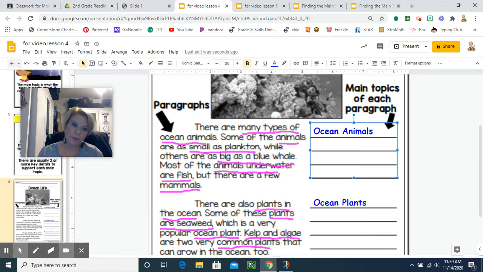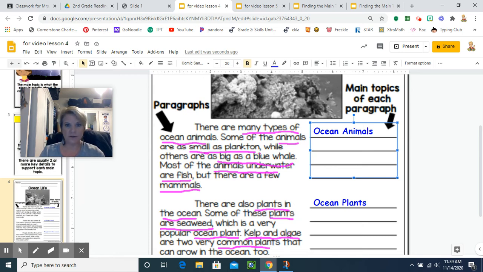Now, do we as people actually live in the ocean? Is it our home? No, we're not mermaids, so we don't live in the ocean. But when we get in the ocean, we are alive. So we are living in the ocean, just not living there as our home.